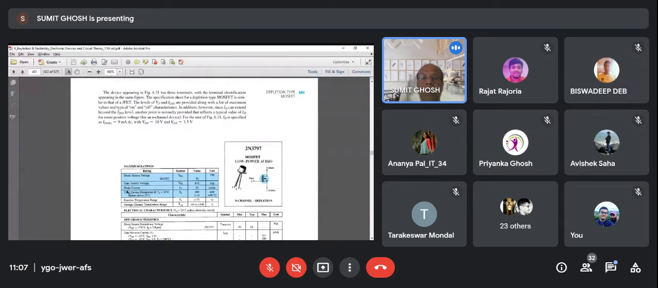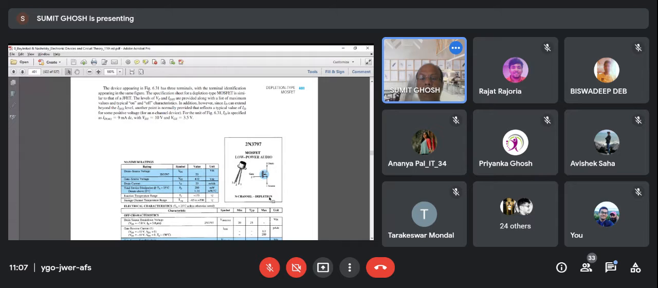So this is how a MOSFET looks. There are 3 terminals, 1, 2, and 3. 1 is source, 2 is gate, 3 is drain. This is an N channel depletion type MOSFET, and the symbol is shown. N channel is N, so the direction of the arrow is inwards.